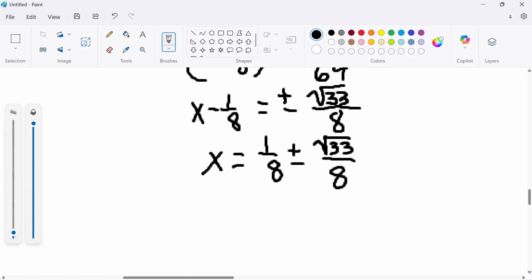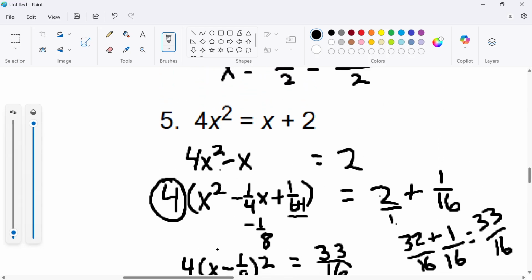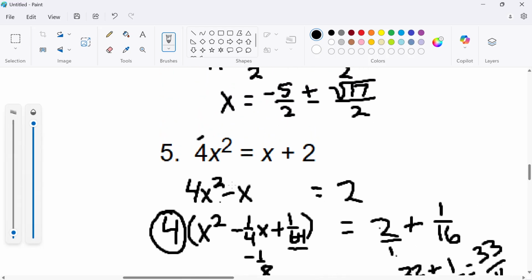So that's the last one in this set for completing the square. Not very hard to do at all, as long as you remember, as this last problem showed, that if I have a number in front of x and I can't divide everything easily by that number, I'm better off just factoring it out.